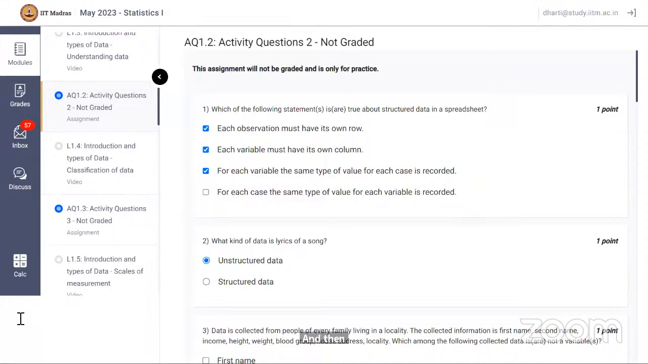Then what is the difference between case and observation? Case and observation are the same thing. Case is observation, or you can say unit. One and the same thing.